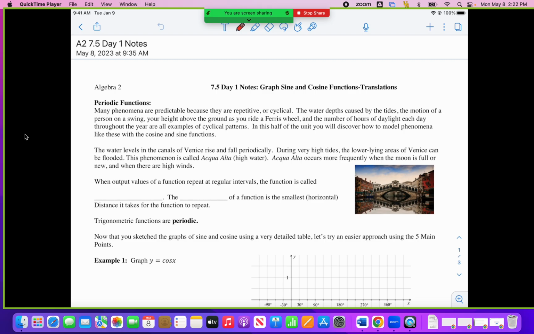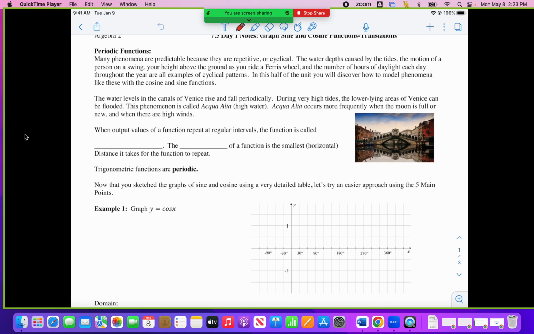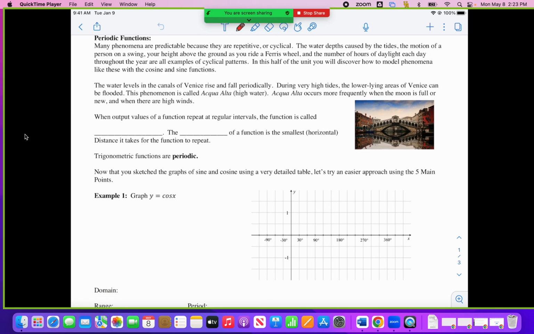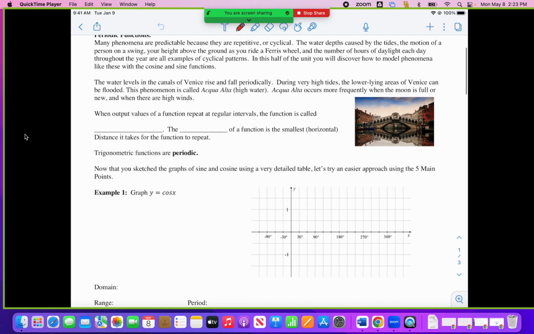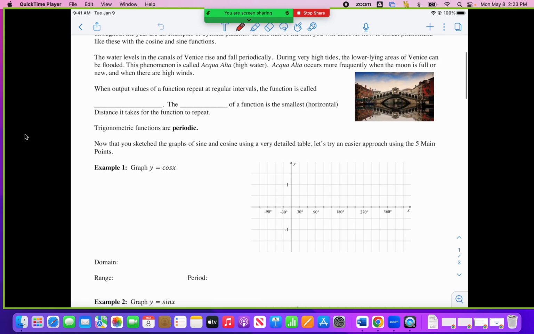Here's a real-world example. The water levels in the canals of Venice rise and fall periodically. During very high tides, the lower lying areas of Venice can be flooded. This phenomenon is called acqua alta, high water. It occurs more frequently when the moon is full or new, and when there are high winds. When output values of a function repeat at regular intervals, the function is called periodic.